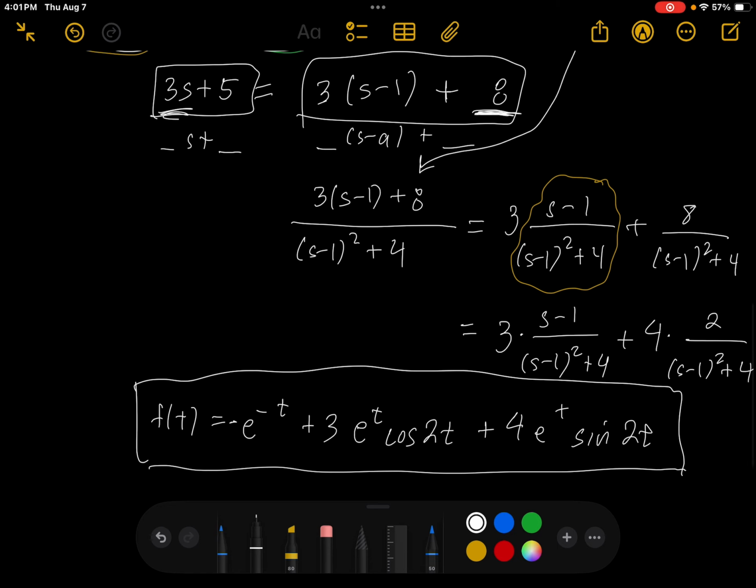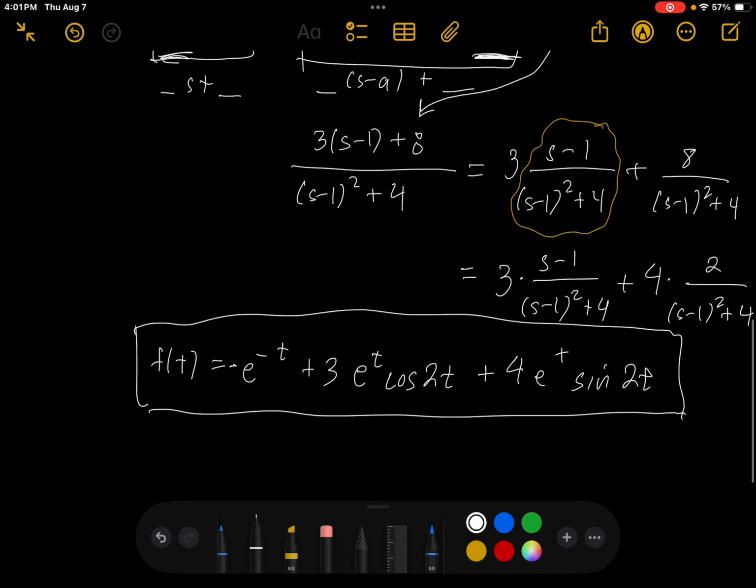And then, because you want the numerator to match exactly, you might have to pull out a constant in front. So for this 3 times s minus 1, I needed the 3 out so that I had an s minus 1 on the top. And for the other one, I had an 8 over s minus 1 squared plus 4. I need to write it as 4 times 2 because I wanted a 2 on the top. And once you do that, then you can find the inverse Laplace transform. Okay, thanks.